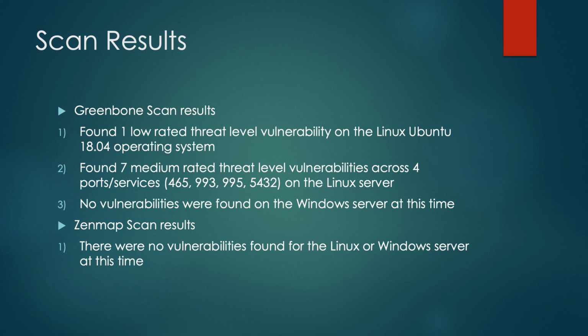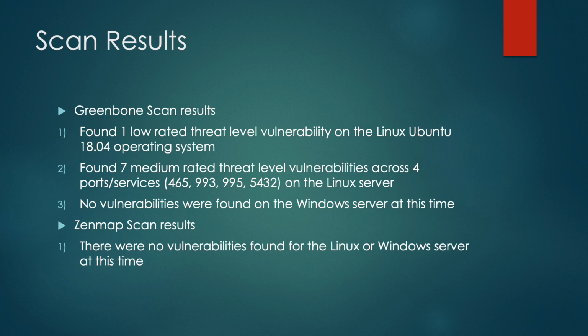Port 993, which is Internet Message Access Protocol Secure, or IMAPS. Port 995, which is Post Office Protocol version 3 Secure, or POP3S. And lastly, port 5432, which the PostgreSQL database is answering on. All of these medium-rated threat level vulnerabilities were found on the Linux server. No vulnerabilities were found on the Windows server using the Greenbone scan at this time.